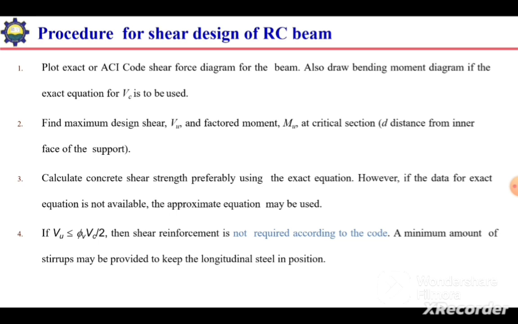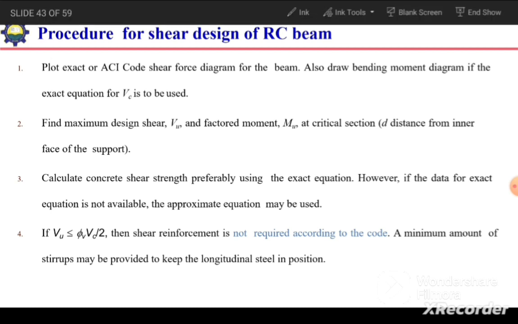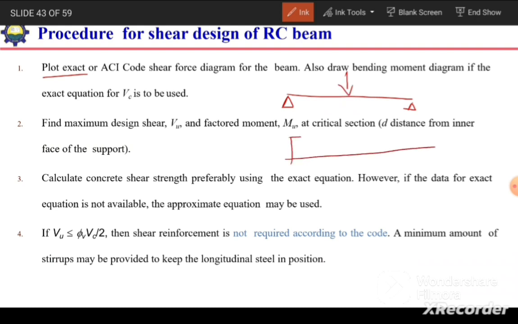So the very first step is to plot the exact or ACI code shear force diagram for the beam. We can plot the shear force diagram of the beam by using the analysis methods that we have studied in the analysis subjects. For example, if we have a simply supported beam subjected to a point load, then its shear force diagram will be like this. So this is its exact shear force diagram.